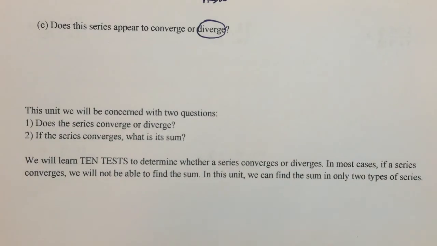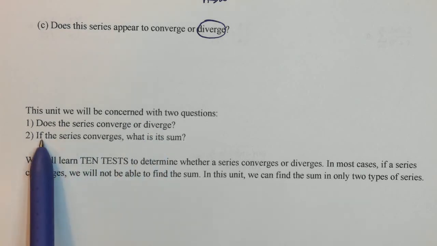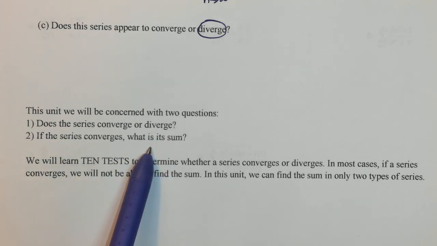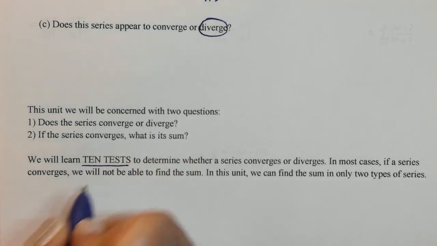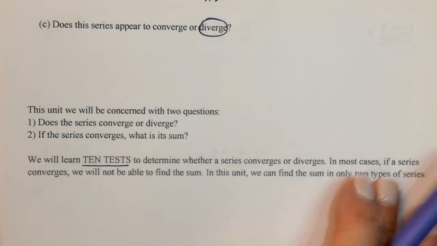In this unit, we will be concerned with two questions. Does the series converge or diverge? If the series converges, can we find out what its sum is? We are going to learn 10 tests to determine whether a series converges or diverges. And in most cases, if the series converges, we will not be able to actually find its sum. We will only be able to determine that it converges. We don't know what it converges to. In this unit, we can find the sum only in two types of series.